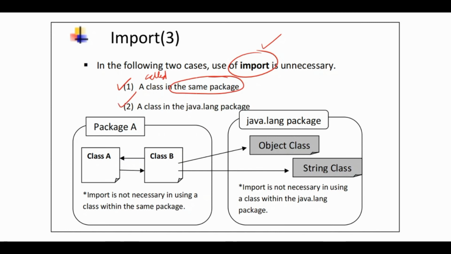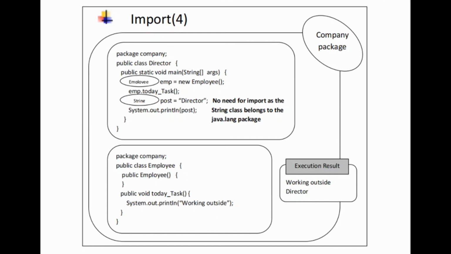And the second case is when the called class, or the class you're accessing, belongs to the java.lang package. So all Java classes stored in java.lang, like String and other Java classes inside java.lang, you don't need an import statement. You can call them directly. In this example, we are accessing the String Java class, which belongs to the java.lang package. So remember that String is not a Java primitive data type.